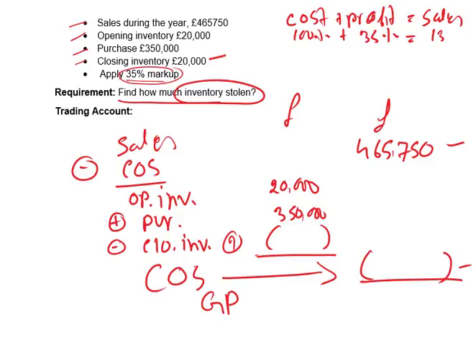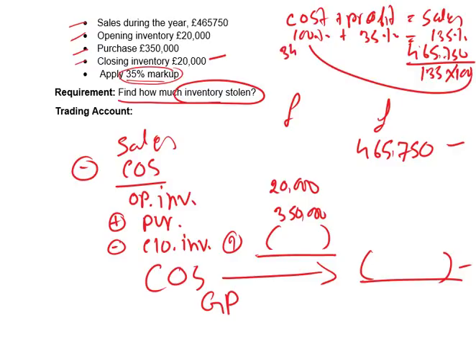Cost plus profit equals sales, and if the cost is 100% and the profit markup given is 35%, your sales is 135%. This time our sales is 465,750 over 135 times 100. We'll get a cost, and the cost is 345,000. That's your cost. Sales minus cost, you get your profit, which is 120,750. Yeah, that's your gross profit.